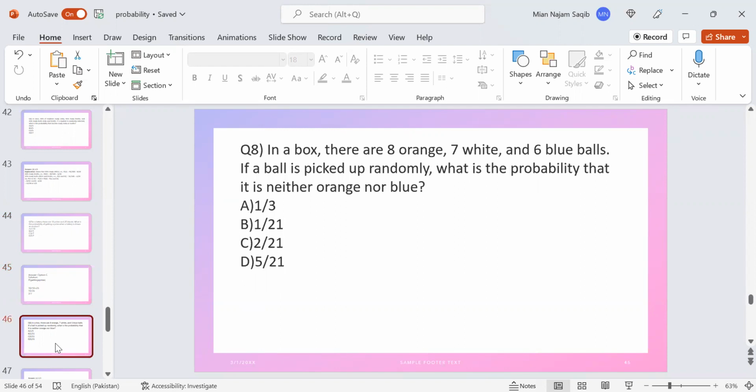Question number 8. In a box, there are 8 orange, 7 white, and 6 blue balls. If a ball is picked up randomly, what is the probability that it is neither orange nor blue? So in this question, we have to basically calculate the probability of white balls.